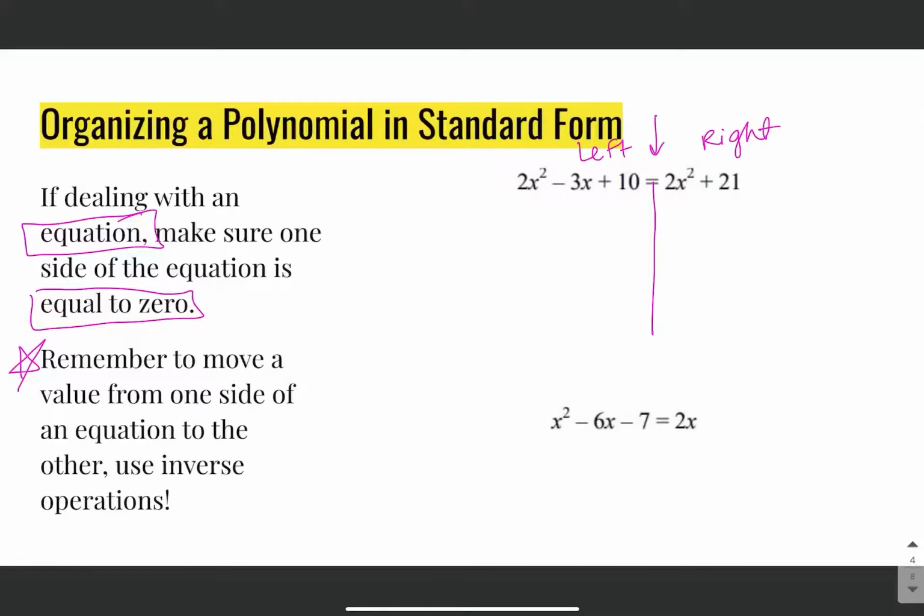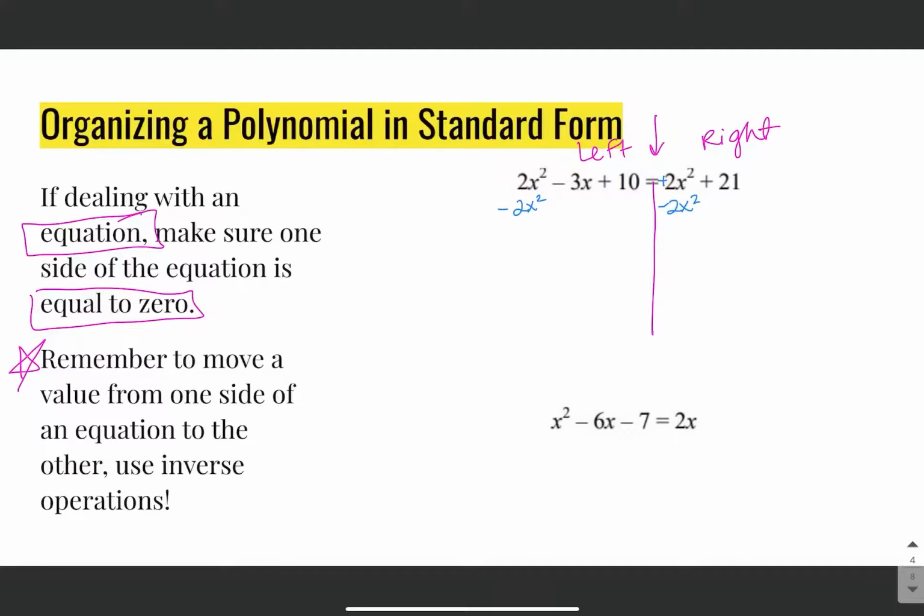So let's go ahead and make the right side equal to 0. So how do I move 2x squared to the other side? Well, this one's a positive, so I'm going to do minus 2x squared. What I do to one side, I do to the other. Notice I'm going to go ahead and put it underneath this other x squared term because I need to be able to combine like terms.